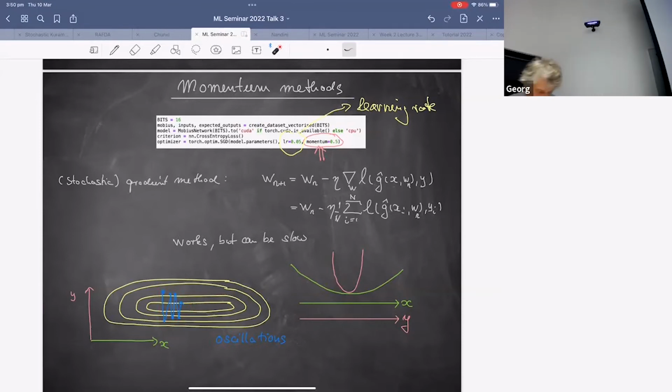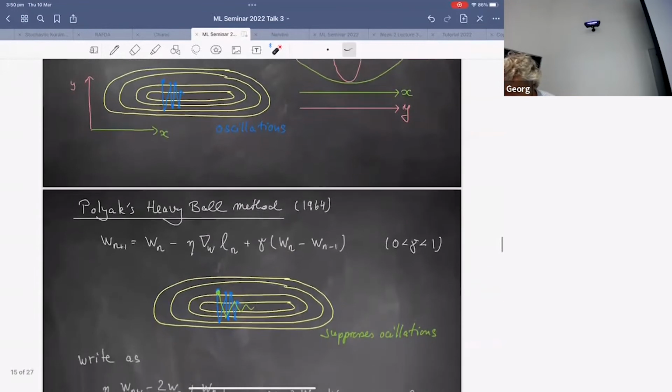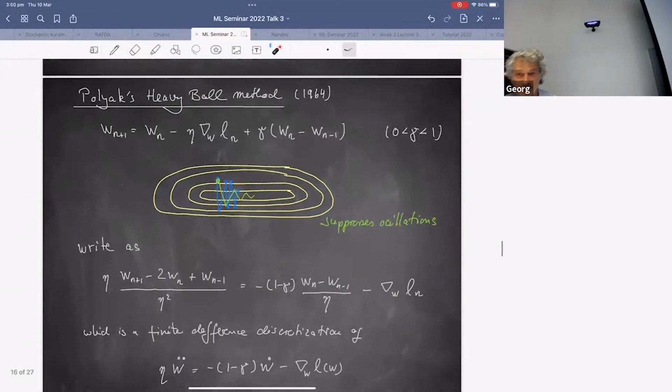And one method that was proposed to mitigate against these oscillations are these so-called momentum methods. So I'm going to talk about a particular momentum method. It's Polyak's heavy ball method from 1964. There are other methods. So Nesterov in the 80s has this accelerated momentum method. These are two main methods that people use.